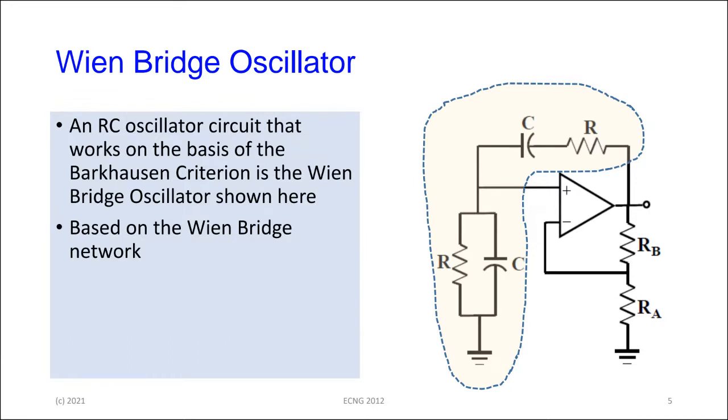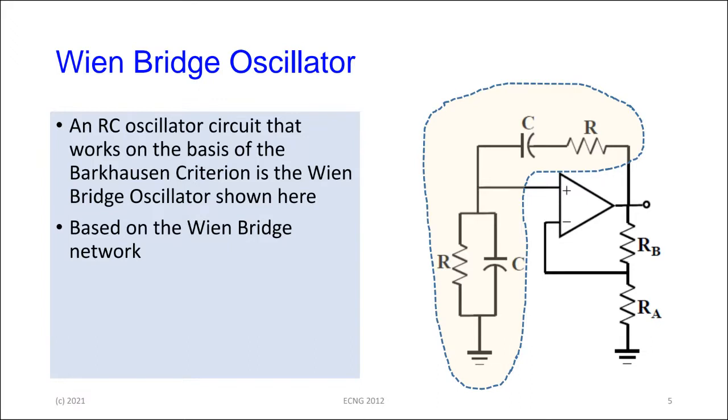One of the more common networks that we use to produce a sine wave is a circuit called the Wien-bridge. Actually, if it's German, you would pronounce it Wein, but it's actually Max Wien. The Wien-bridge oscillator is based on a particular network called the Wien-bridge.